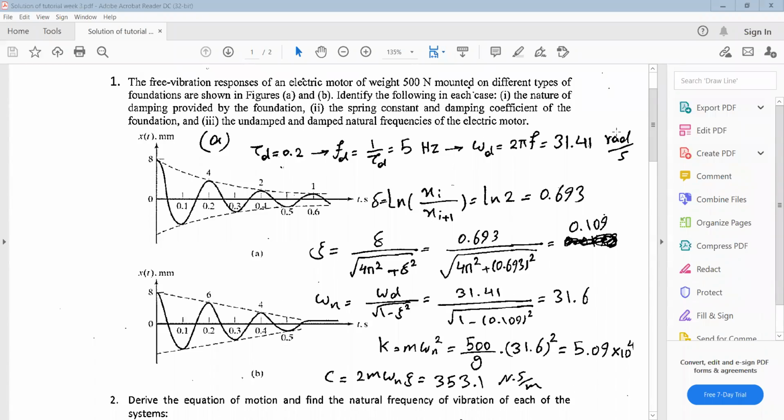Okay, the first problem here: the free vibration responses of an electric motor of weight 500 Newton mounted on different types of foundations are shown in figure A and B. Identify the following in each case: the nature of damping provided by the foundations, the spring constants and damping coefficients of the foundation, and the undamped and damped natural frequencies of the electric motor.